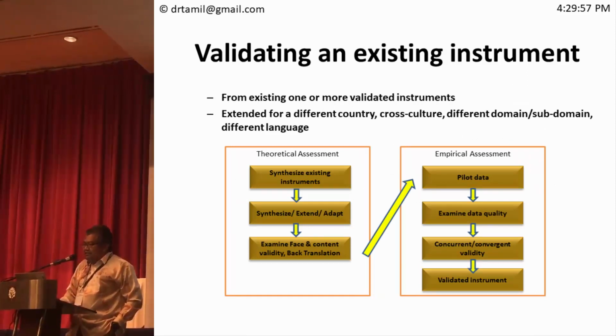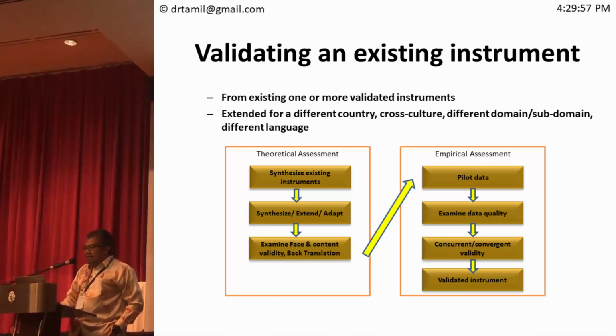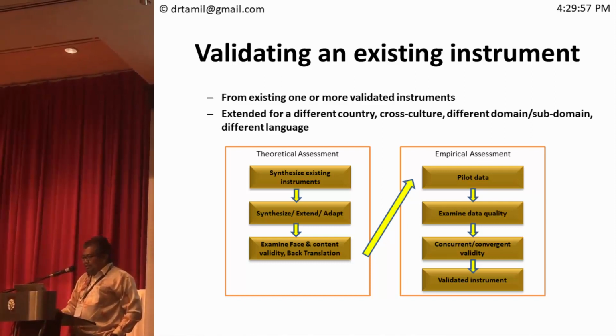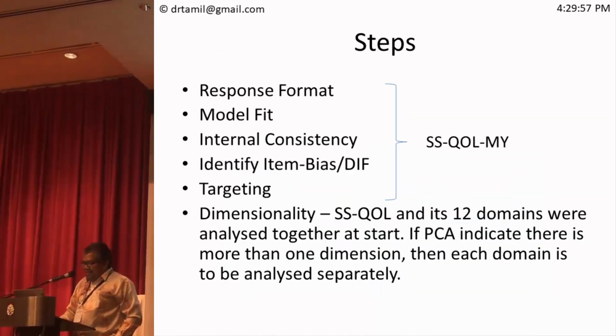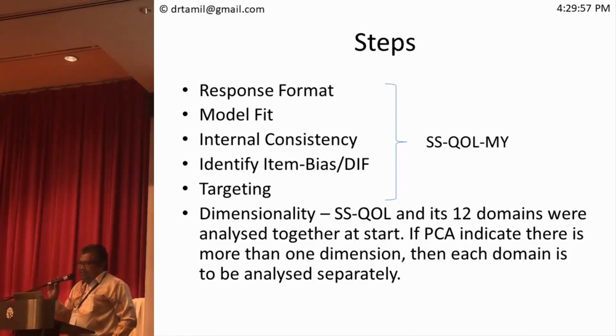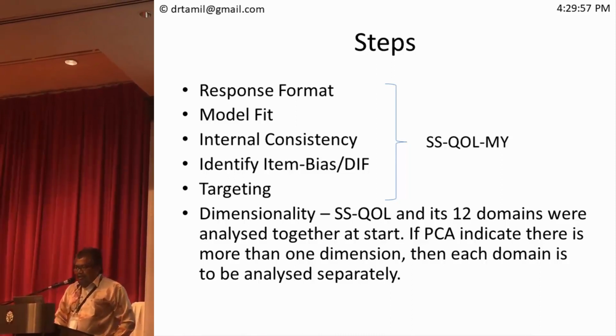When you are validating an existing instrument, by right you're supposed to go through these 7 steps. But for today's session, I'm going to analyze only the last 3 parts: the data quality, concurrent and convergent validation. Why? Because just these 3 steps already have 51 slides. Under Rasch analysis, we look at the response format, the model fit, internal consistency. By right, I'm supposed to also do the item bias, targeting and dimensionality.